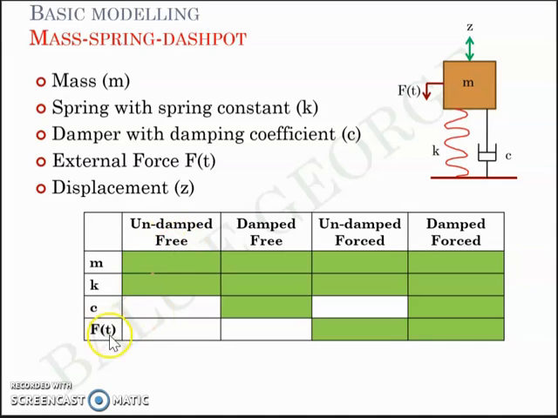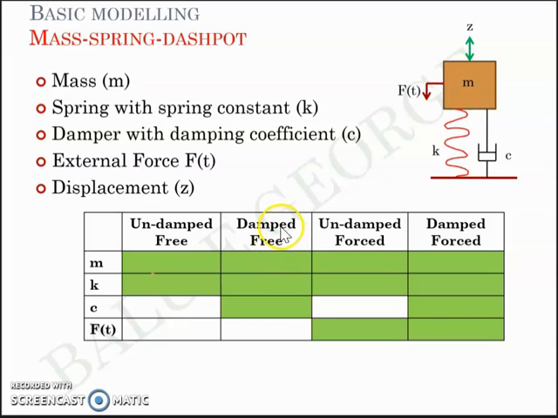It's free, means there's no force apart from the exciting force. So you have mass and the spring constant, but no damping, no force. So that's undamped and free. Next one is a damped free vibration, meaning it has a mass, it has spring constant k, it has damper c, whereas it doesn't have an external force.